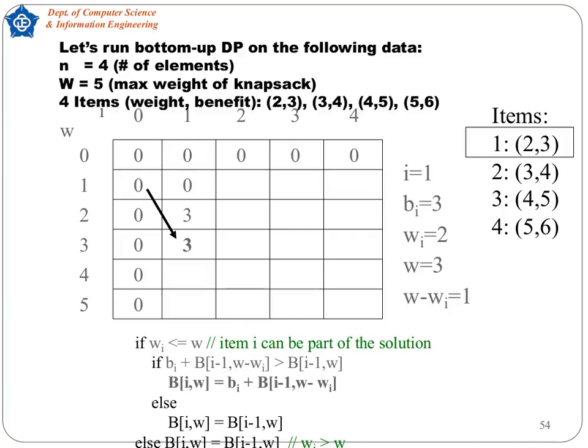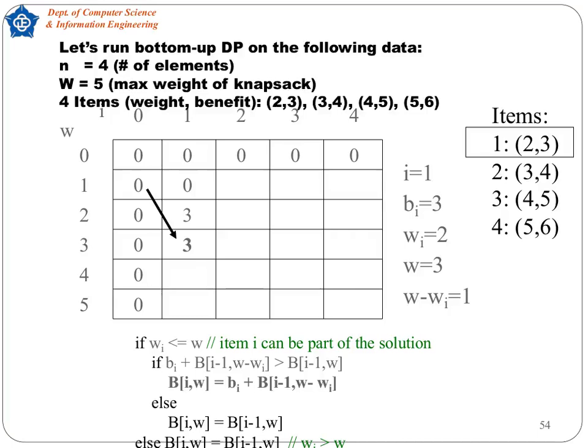a benefit of 3. Notice the arrow at capacity 3. Because w_i is less than or equal to 3, we compute b_i plus B[0, 3-2] equals 3 plus B[0,1] equals 3. And since that exceeds B[0,3], we choose to include item 1. Below the table, you see the general recurrence. If w_i is less than or equal to w, then B[i,w] equals max of b_i plus B[i-1, w-w_i] and B[i-1,w]; otherwise B[i,w] equals B[i-1,w]. By working row by row like this, we'll build up the optimal solution for the full knapsack.